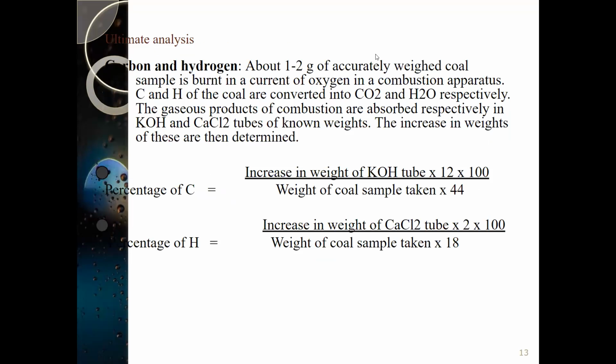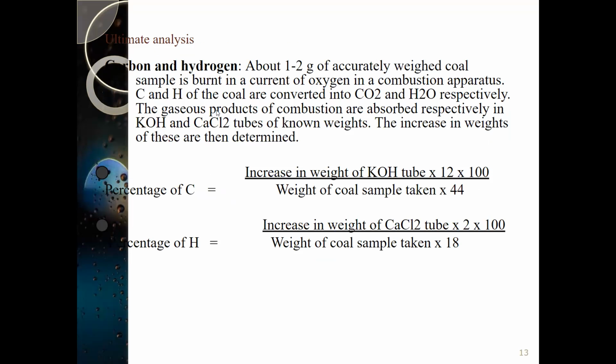And the next type of analysis is ultimate analysis of coal. So we have seen now what is the use of ultimate analysis. Ultimate analysis is especially used to find out the percentages of elements in the full sample. So by using ultimate analysis, we are going to find out the percentage of carbon and hydrogen, percentage of oxygen, percentage of sulfur, and the percentage of nitrogen. So let us see one by one.